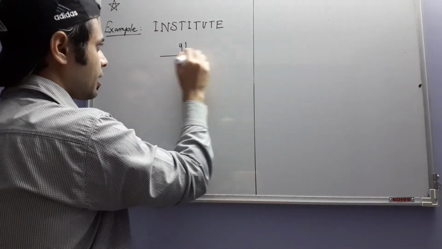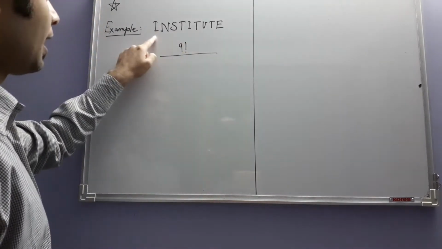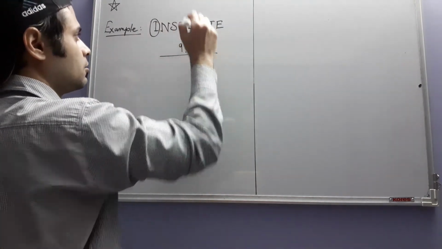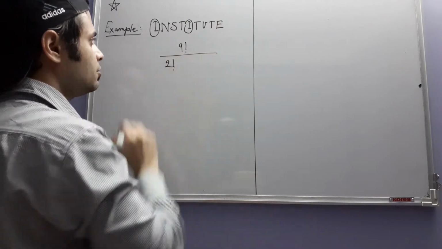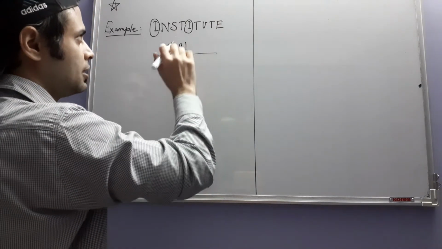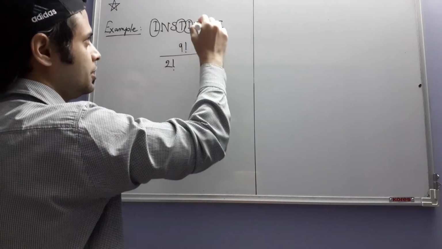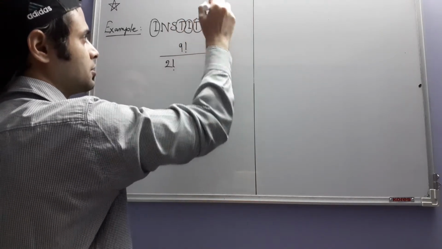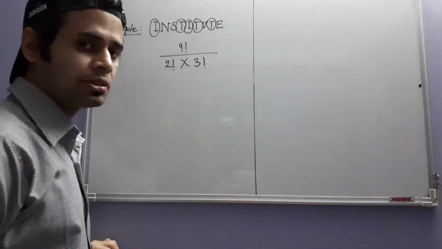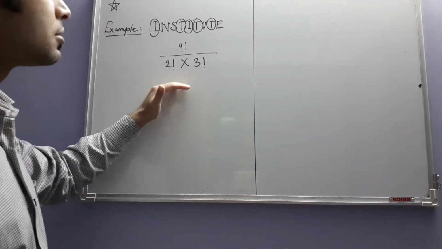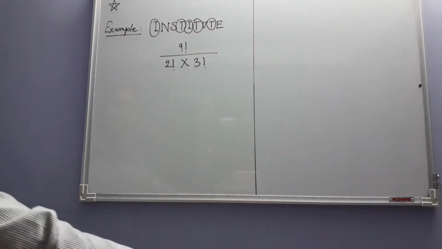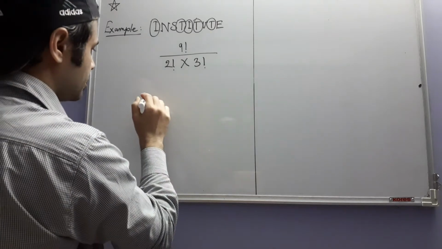But letters have been repeated. I appears 2 times, so we are dividing by 2 factorial. But still we have more repeated letters. T appears 3 times, so we multiply this 2 factorial by 3 factorial. So in this many ways we can arrange the letters of the word institute. Okay, let's take another one.